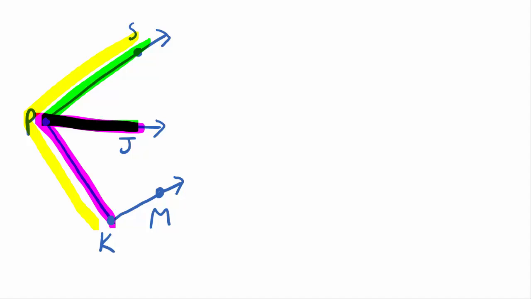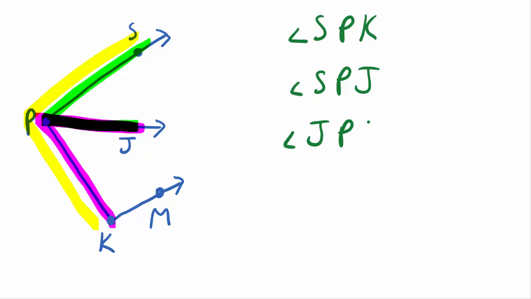All 3 of those angles share the same vertex, vertex P. So I'd be able to write angle S, P, K, or angle S, P, J, and lastly J, P, K.